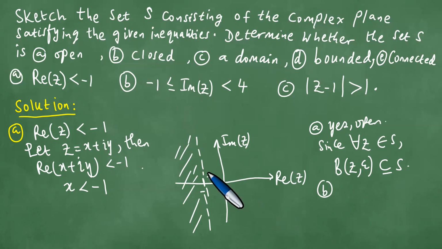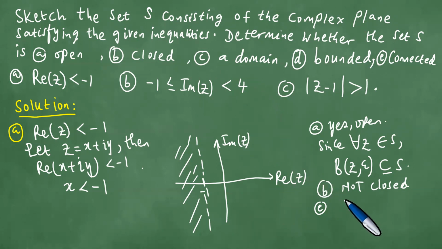Let's look at the next question. Is it closed? Well, it does not contain these boundaries, so not closed. Okay, so we continue. C. Is it a domain? Well, a domain must be an open set, and it must also be connected.